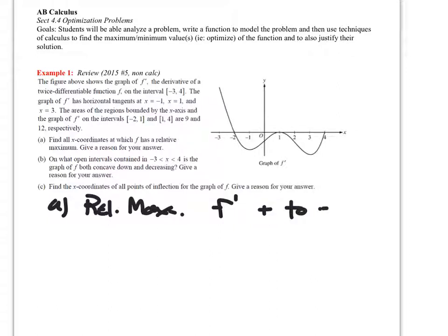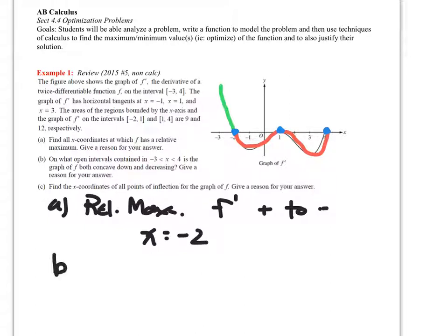And the only location at which that does that, so here's f prime positive, here's f prime in red, you'll see f prime negative, and then here's where f prime equals 0. Therefore, there is a relative max located at x equals negative 2.